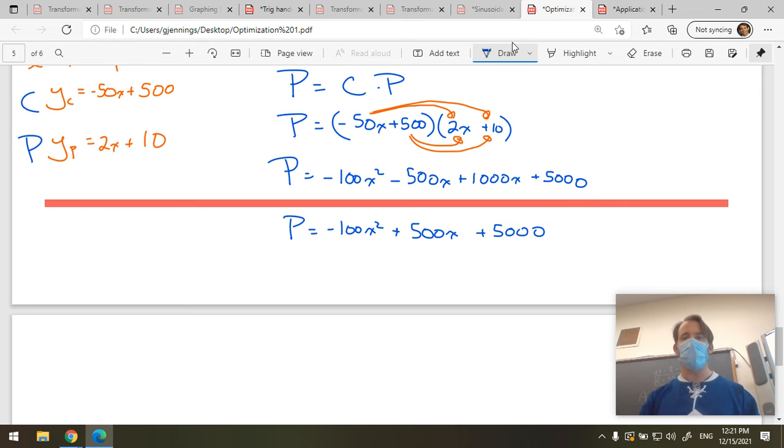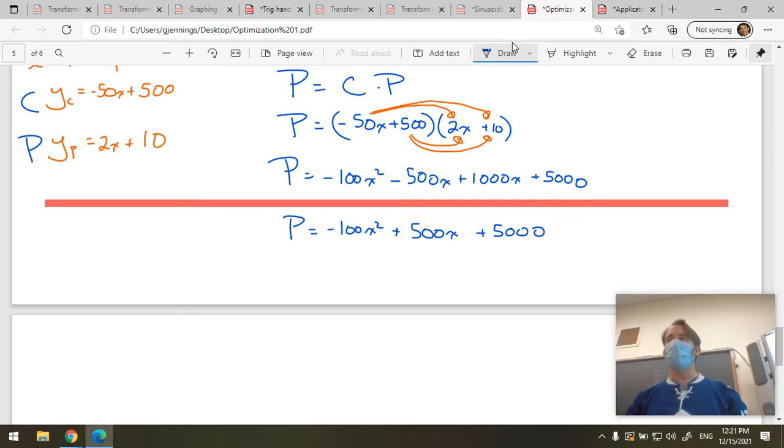This tells me it's a quadratic that opens downwards. It's very slopey, extremely slopey. It has a value of negative 100, so I get that from the A. It's crossing at a positive slope with a slope 500. So its vertex is going to be in positive values of x. It's going to be higher than its y-intercept. And the y-intercept is $5,000.